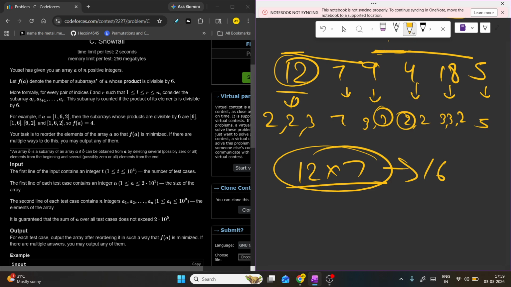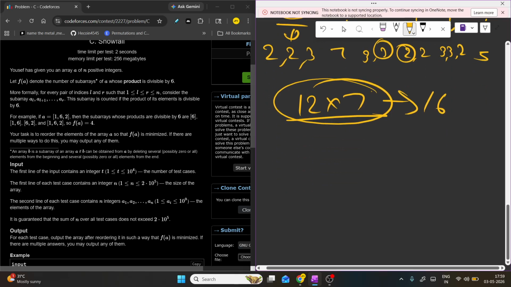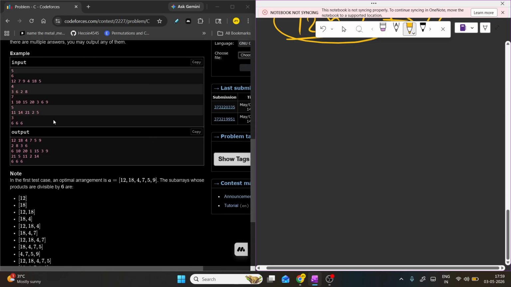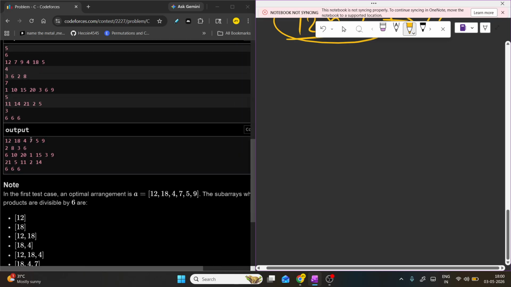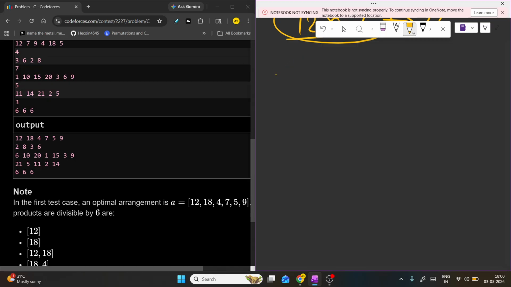So we need to reorder these elements in such a way that the number of subarrays whose product is divisible by 6 would be minimized. Now let us see how they have rearranged it. They have rearranged it as 12, 18, 4, 7, 5, and 9.